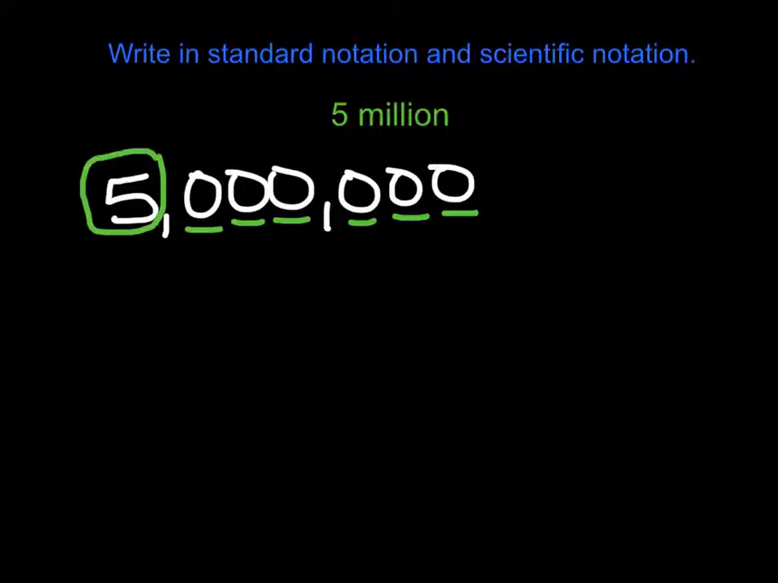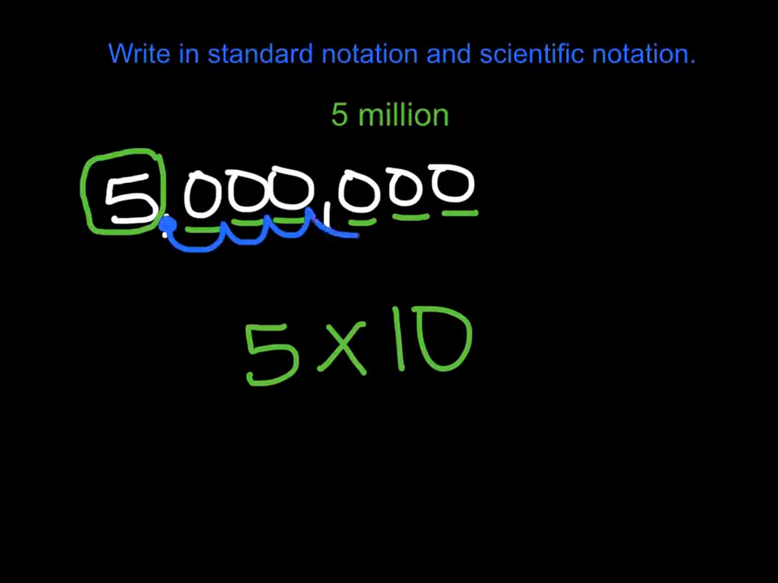So that's 5 million. So then when we write it in scientific notation, you need a number between 1 and 10. Well, we can write that as the number 5. And it's going to be times 10 to, well, if we put our decimal here, you'd have to move it 1, 2, 3, 4, 5, 6 places to the right. So there it is in scientific notation, 5 times 10 to the 6th.